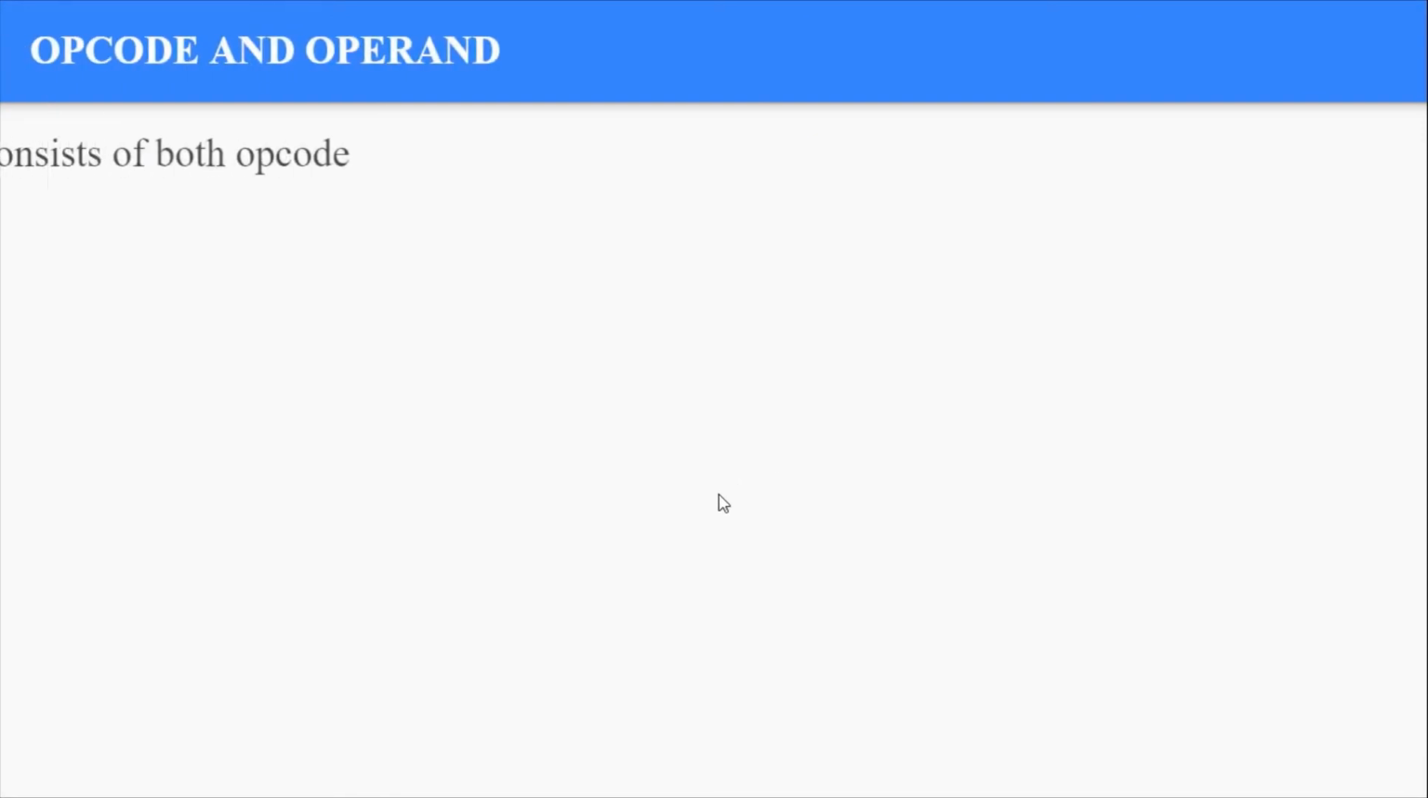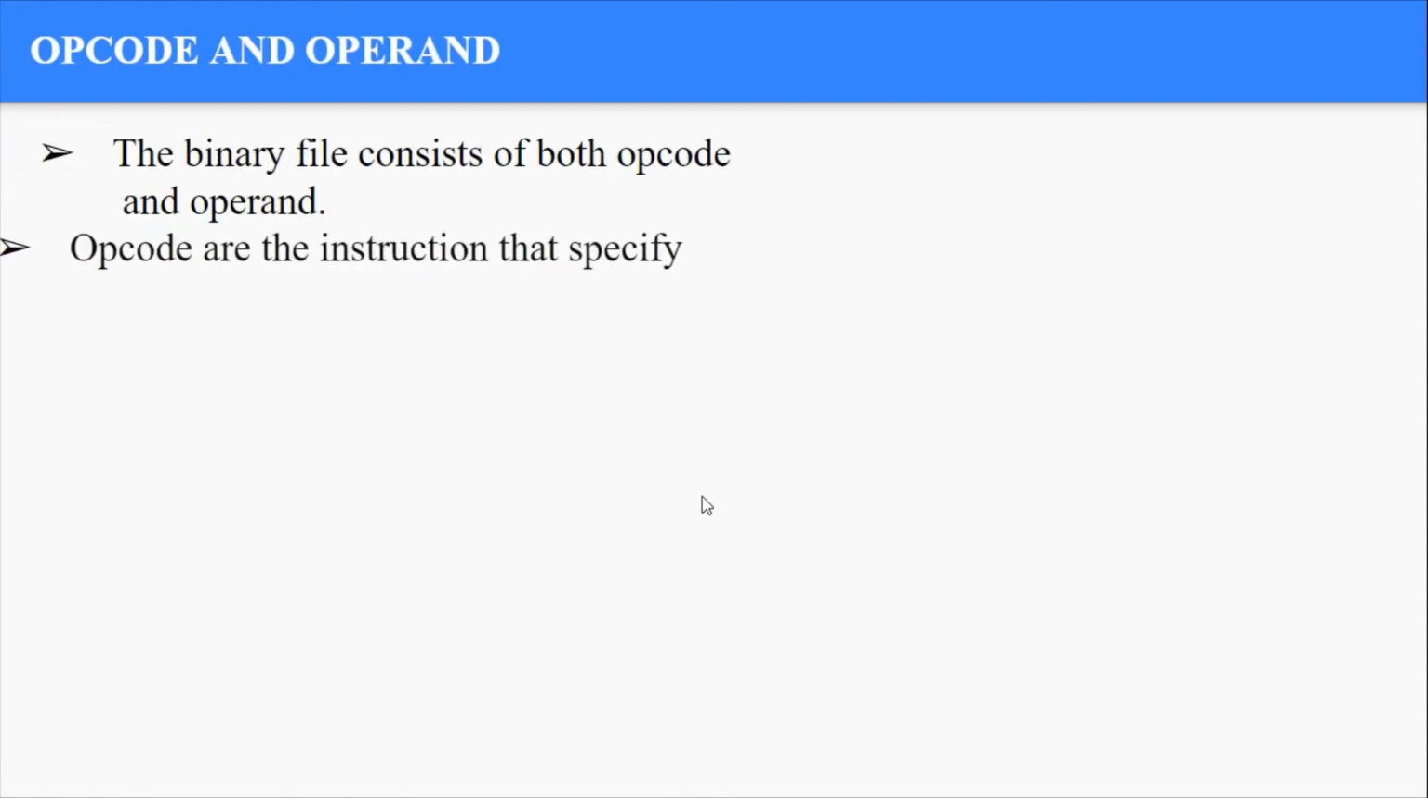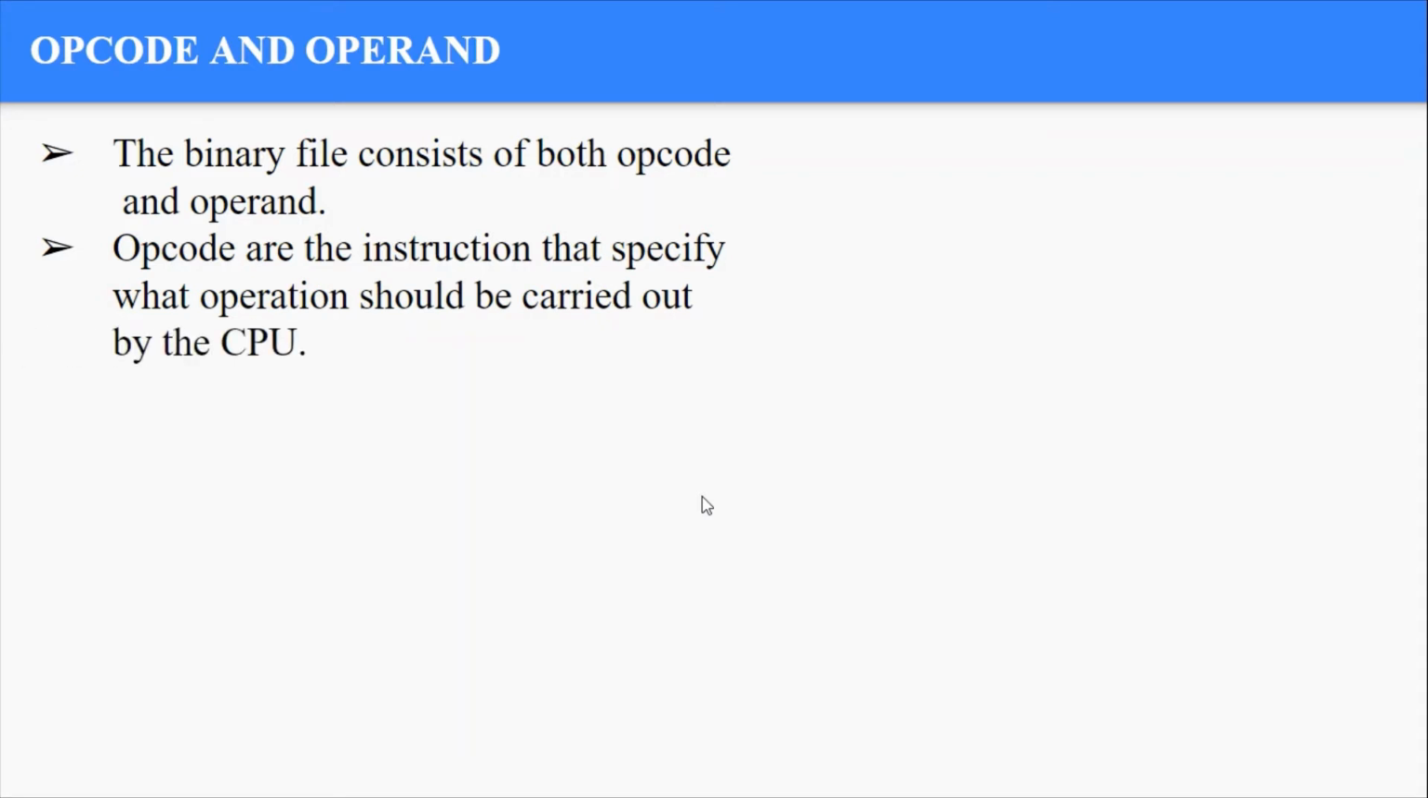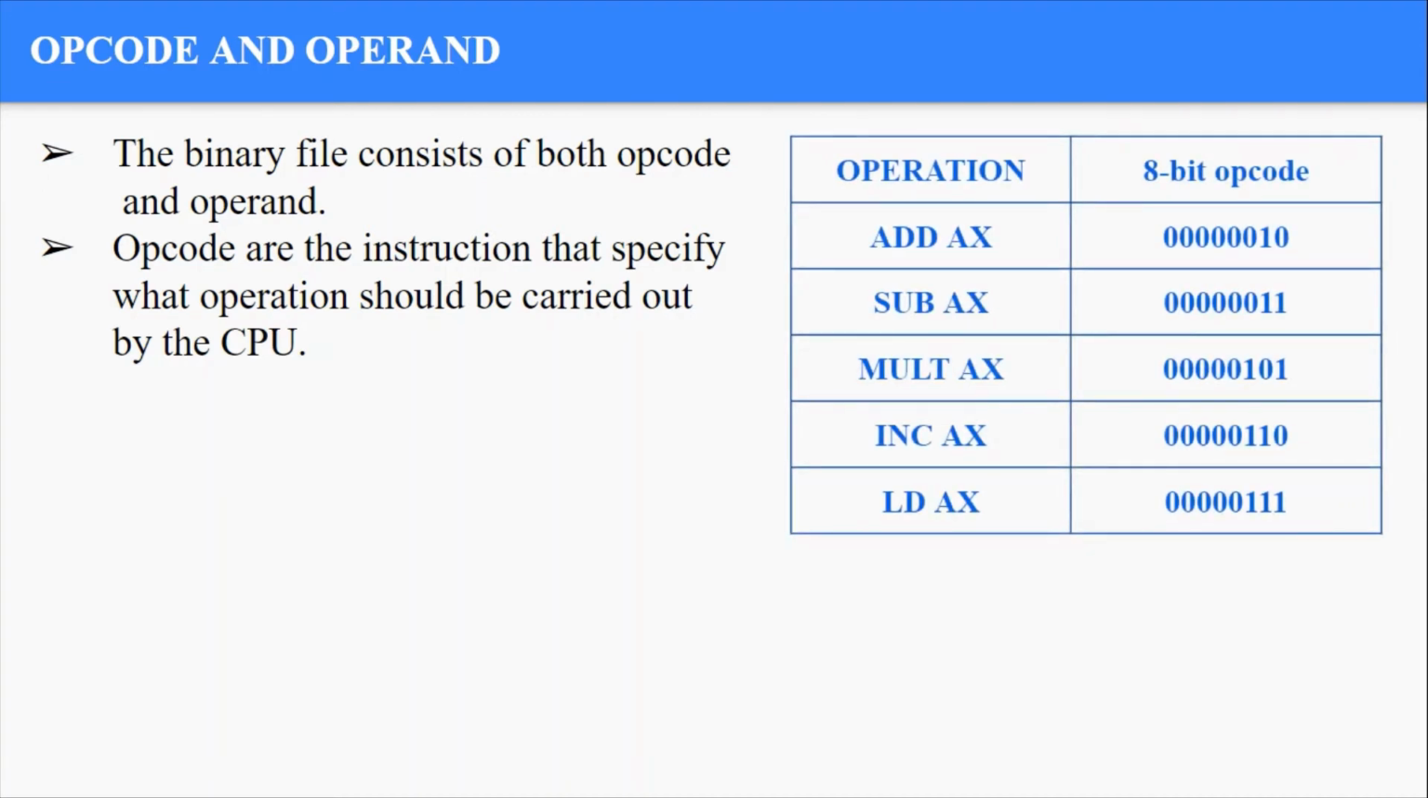Opcode and operand. The binary file consists of both opcode and operand. Opcode is the abbreviation of operation code. It is a machine language instruction that specifies the operation to be performed by the CPU. Addition is an instruction and it has an opcode. Subtraction is an instruction and it has an opcode. Likewise, there is an opcode for every operation.